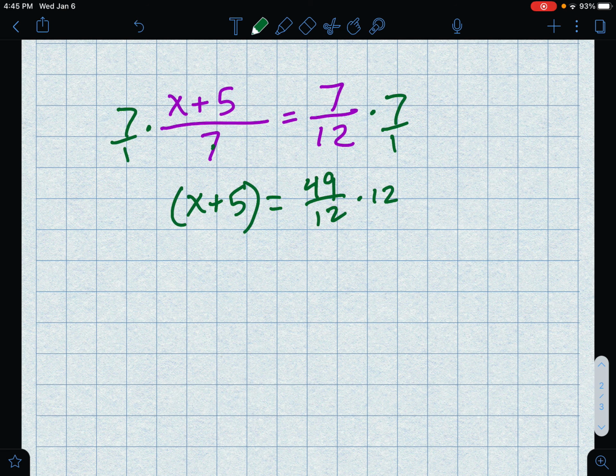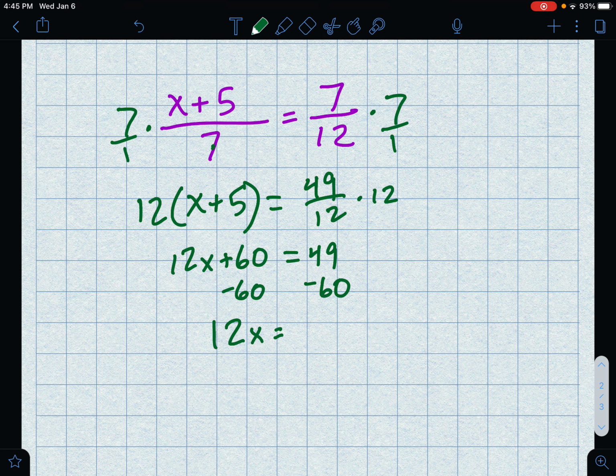Well, I can do that over here too. That whole term, x plus 5, gets multiplied by 12. So 12x plus 60 equals 49. I'm going to subtract 60 from both sides. Okay, so 12x equals negative 11. Negative, is that going to be okay? The answer is, yeah, no problem.